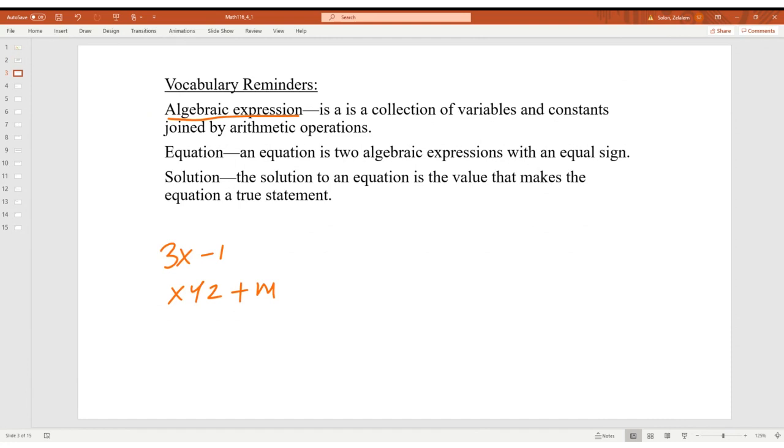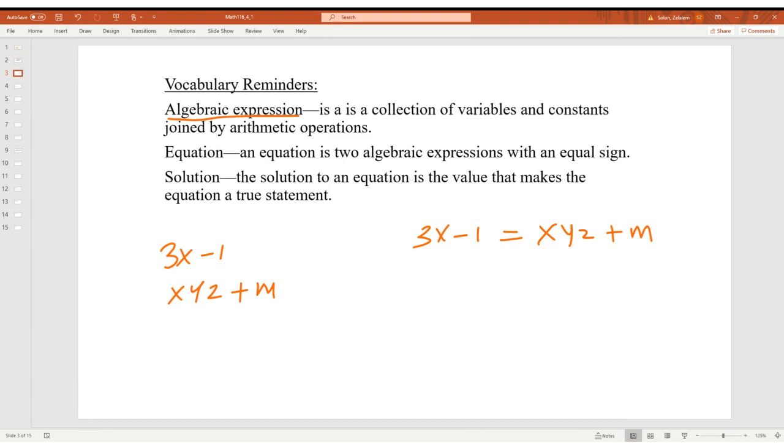Now an equation is two algebraic expressions with an equal sign. If we equate two algebraic expressions, it's called an equation. So for example, we have these two expressions. If I say 3x minus 1 is equal to xyz plus m, this now becomes an equation. We are equating two expressions. So equations will have an equal sign.